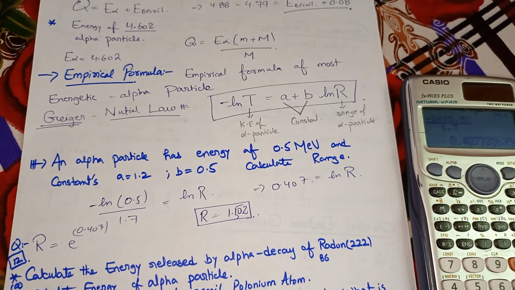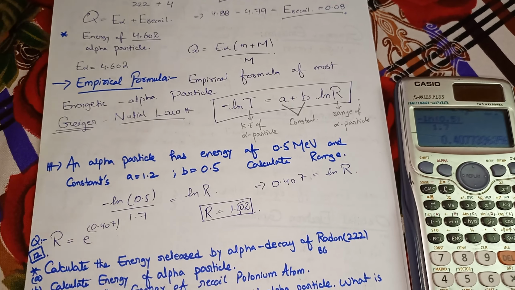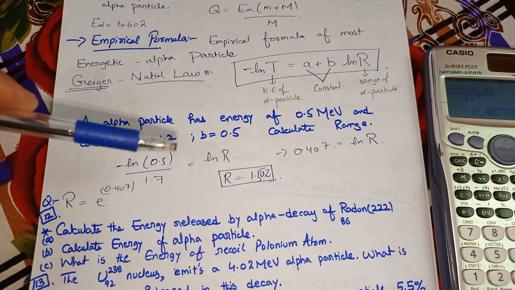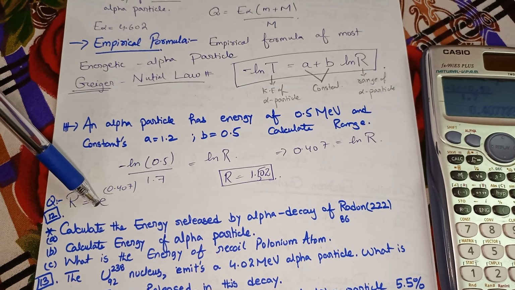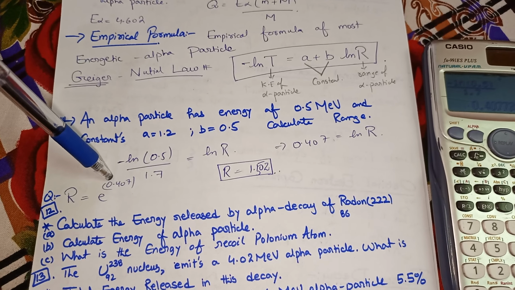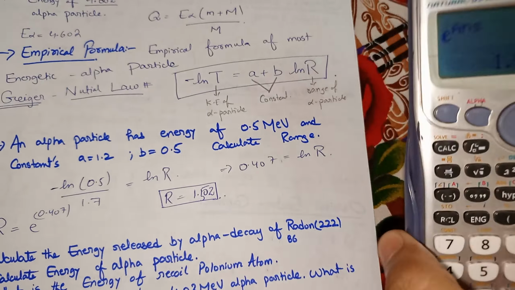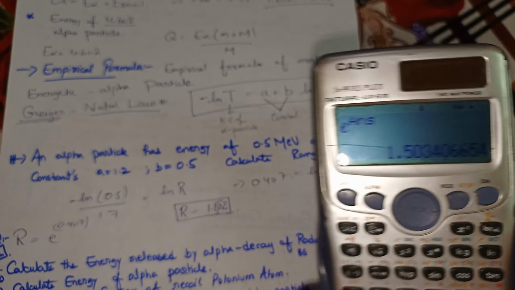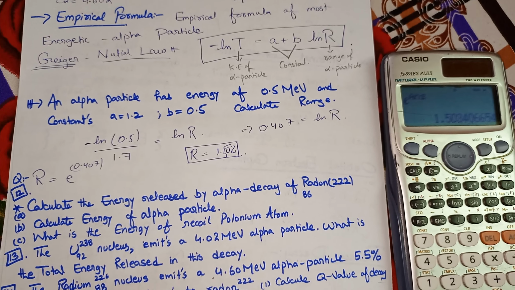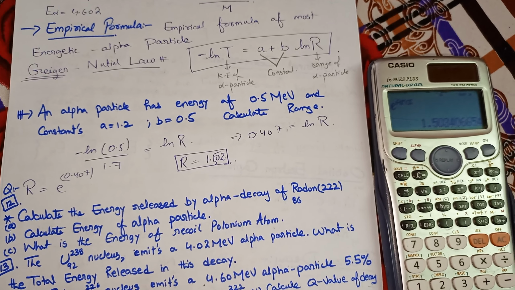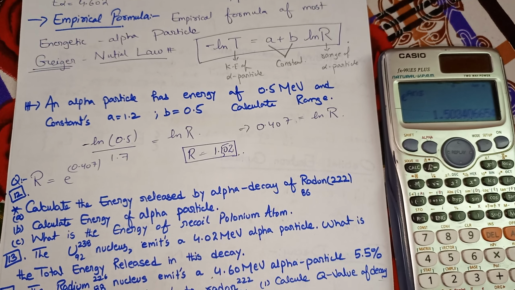So we need the value of R, so we have to remove this natural log. How can we remove this natural log? We have to take the exponential here and the exponential here. It comes to the power of the exponential, and after taking the exponential power, you get your answer, and your answer is 1.503. So this is how you can find the range of an alpha particle, meaning a more energetic alpha particle, if the values of the constants are given.